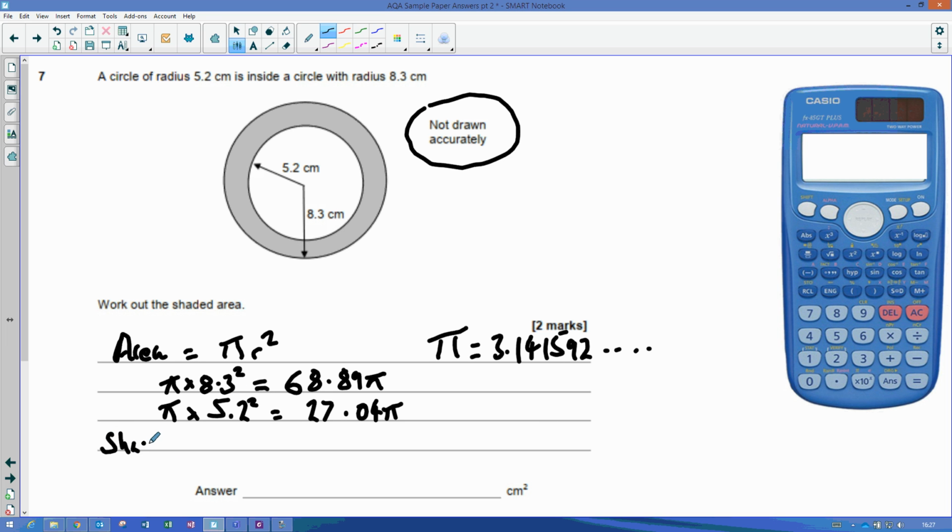Now we want the shaded area, so we're going to subtract: 68.89 pi minus 27.04 pi, and that gives me an answer of 41.85 pi.